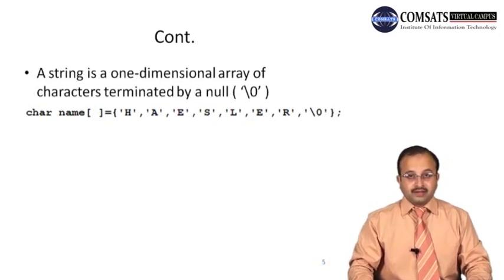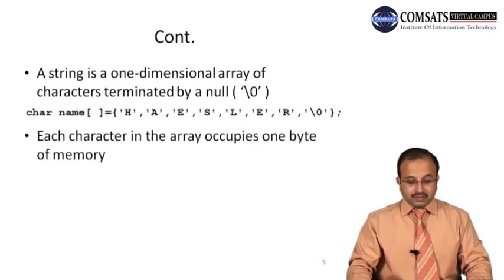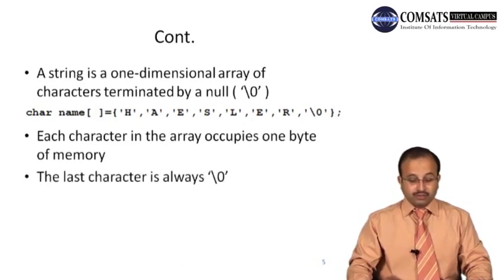bytes, 8 characters are stored in that string, and how much memory will be allocated? Each character takes 1 byte, so that means 8 bytes of memory will be allocated for the character array or string name. Each character in the array occupies 1 byte of memory. That is what we know. So the last character is always null. So a string or character array in C has this speciality, and that makes it different from the integer or float array, that a string or a character array always terminates at a null character.